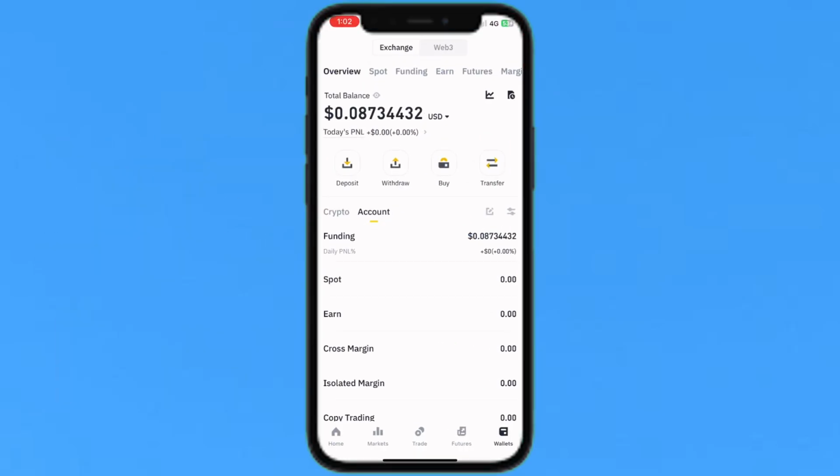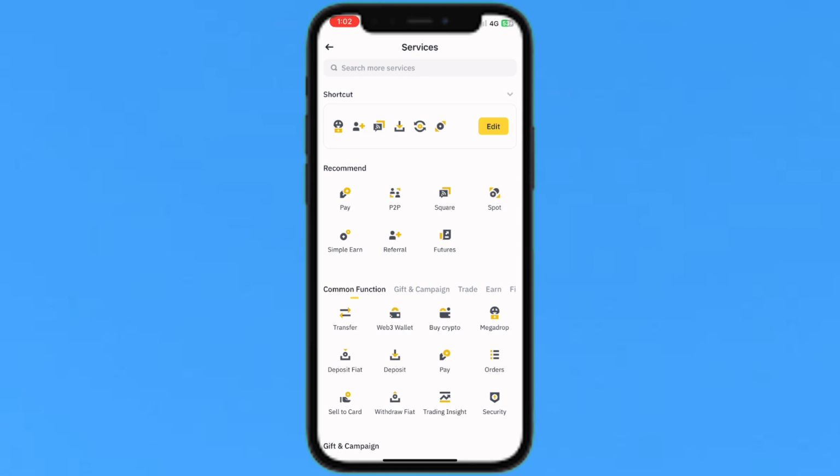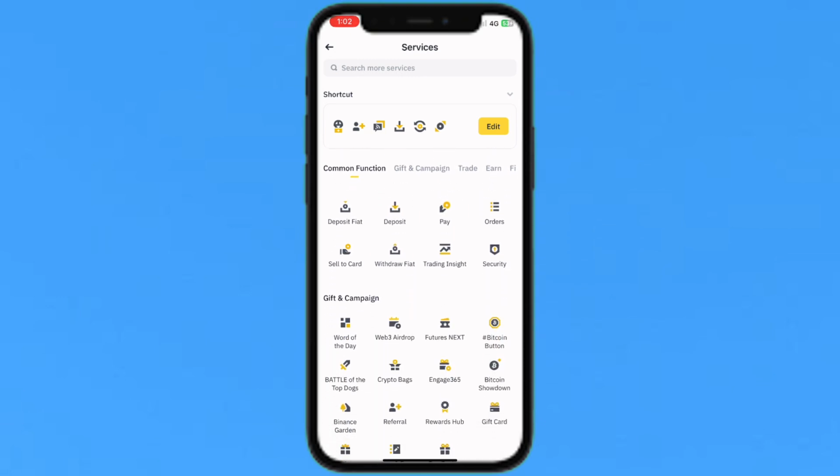I just tapped on my Binance account and officially logged in. So now I will just move to my home page, which is at the top left corner. I will tap on the dashboard of More, and then scroll down to find Binance Academy.